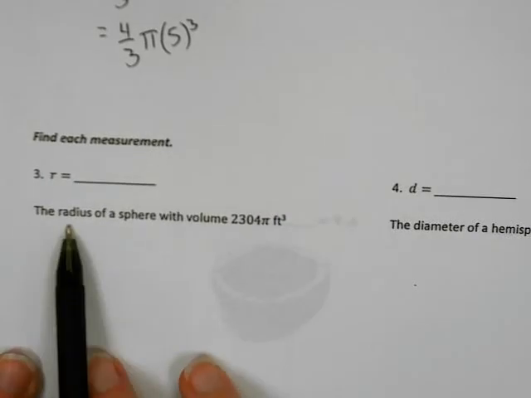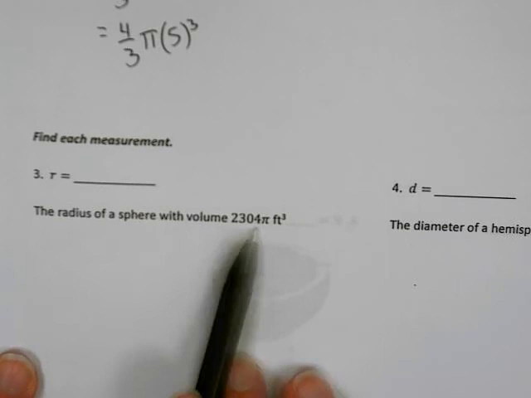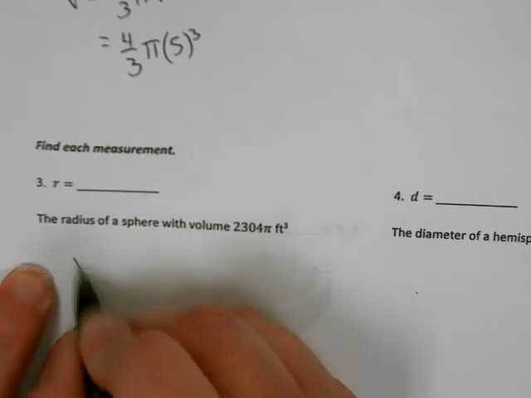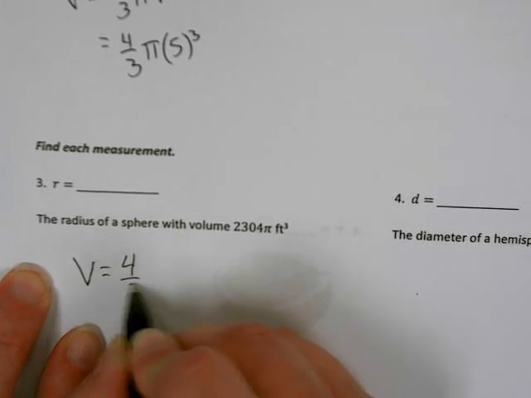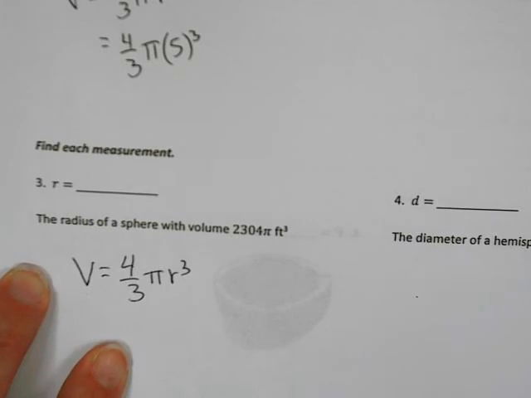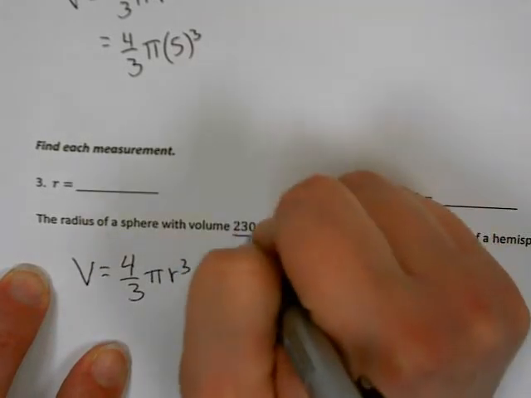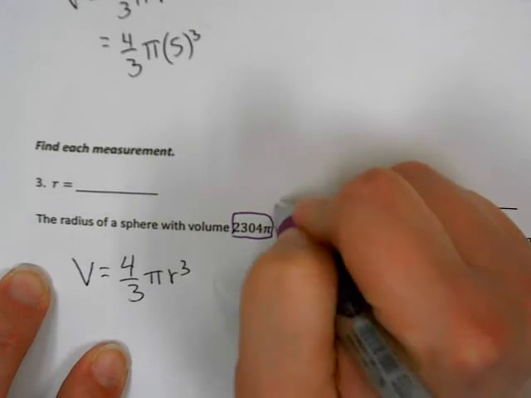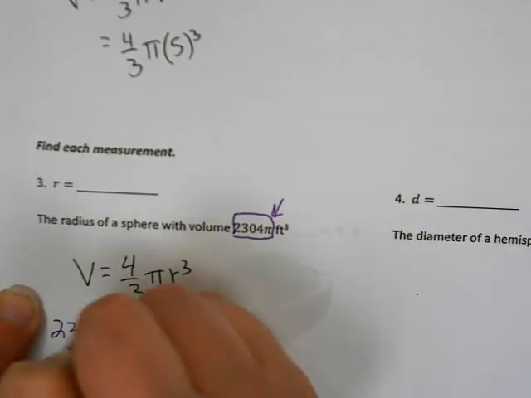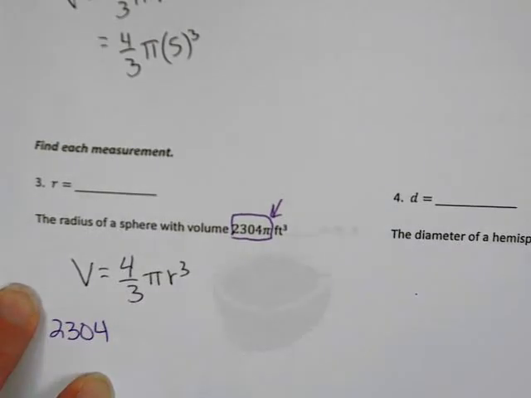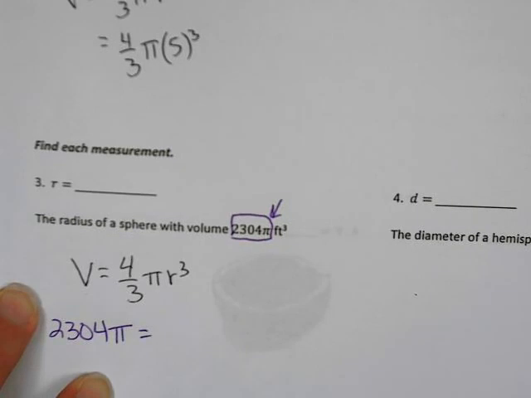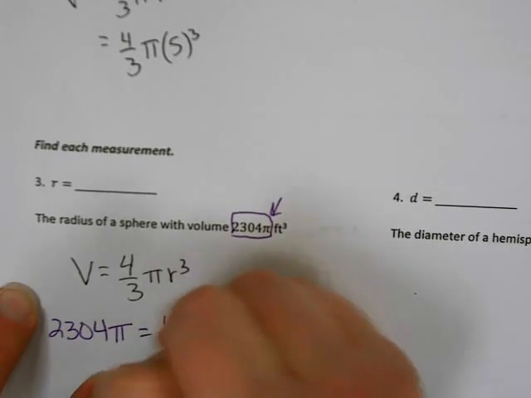So we're looking for the radius of a sphere, and it's got a volume of 2,304 pi. So first thing I'm going to do is write the formula. V equals 4/3 pi r cubed. This is an important part that a lot of you are still kind of struggling with. This whole thing is the volume. Notice that that volume has a pi in it. So when I write my volume over here, it's not just 2,304. It's 2,304 pi. And then equals my 4/3 pi r cubed.